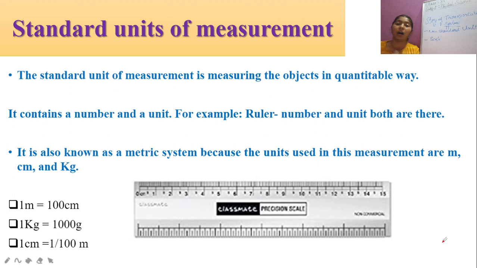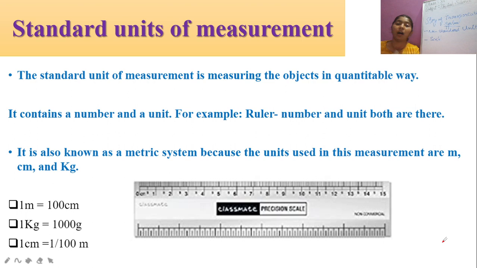So in the standardized units of measurement, students, you can see it is a correct way of measuring any height or length of any object, because it gives you the correct measurements properly. It contains a number and a unit. As you can see in this scale, there is 0 to 15 centimeter, and the unit is also written, centimeter, right students?